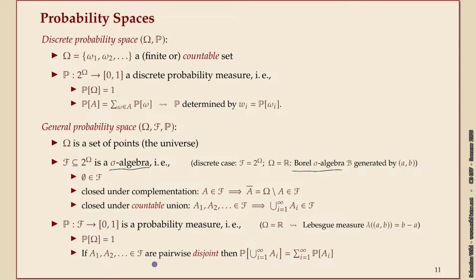One property here is that if you have a disjoint set of events, it could be infinite, but countably infinite only, then the probability of their union has to be the sum of the probabilities. That's for disjoint sets.